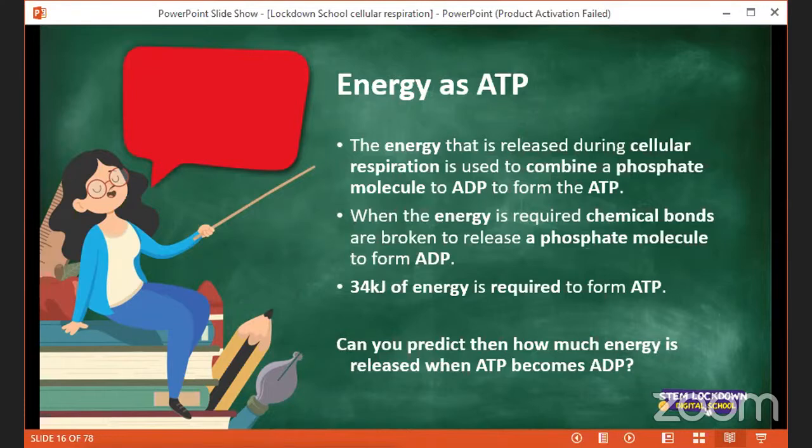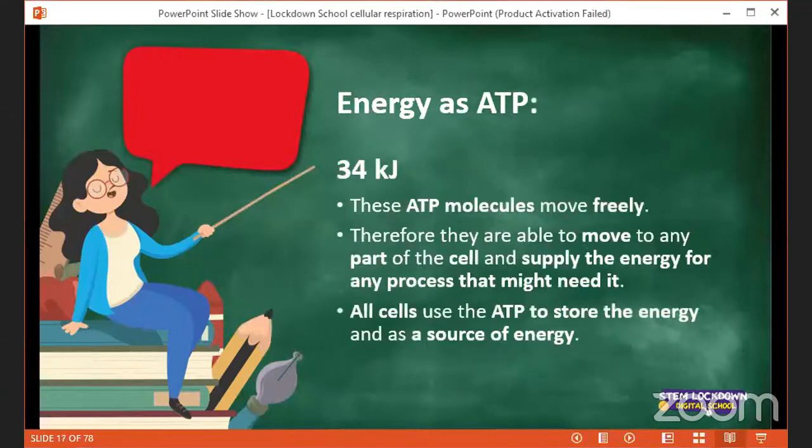Can you guys predict how much energy is released when ATP becomes ADP? Just use the group chat there for us. How much energy is released when ATP becomes ADP? Okay, so if you said 34 kilojoules, then you are on the right track.